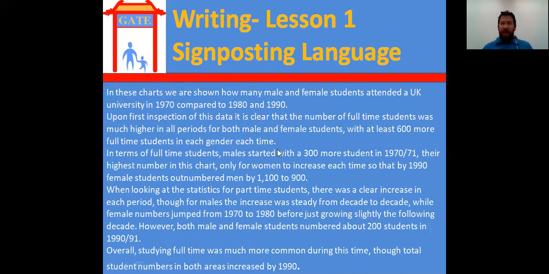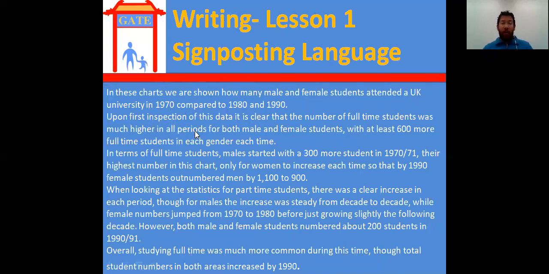What's the signposting language here? Okay, hopefully you've had a chance to look at that. Again, pause the video if you need more time, but you should be able to see here, upon first inspection of this data, it is clear that. Okay, again, that's signposting language there. When you see here, this year compared to this year, that's also signposting language. In compared to and the and compared to, that's also part of the signposting language.